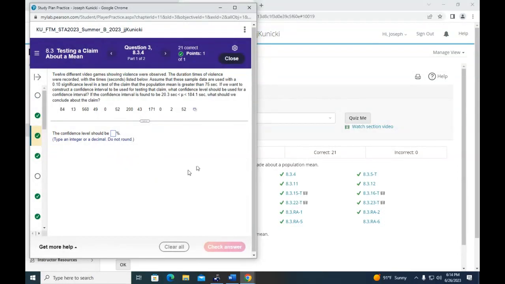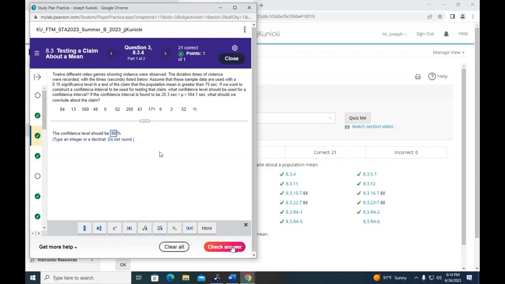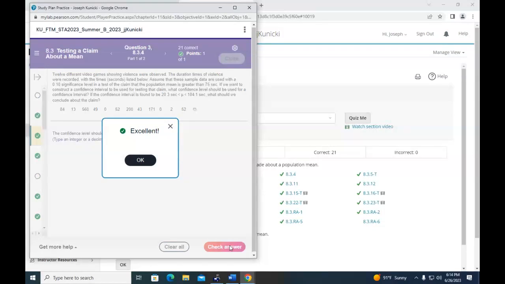Number 4. 12 different video games showing violence were observed. The duration times were recorded. Assume that these data are used with a 10% significance level to test the claim that the population mean is greater than 75 seconds. So the confidence interval should be, no, it's two-tailed, and they're putting it, it's a right tail test, you're putting 10% in the right tail. To balance it off, you got to put 10% in the left, so it's an 80% confidence interval. Remember that, they try to trick you with that. Yeah, you see that? Because confidence intervals always have to be balanced. So if you have a one-tailed test, you got to put another balancing, just for the sake of calling it a confidence interval.